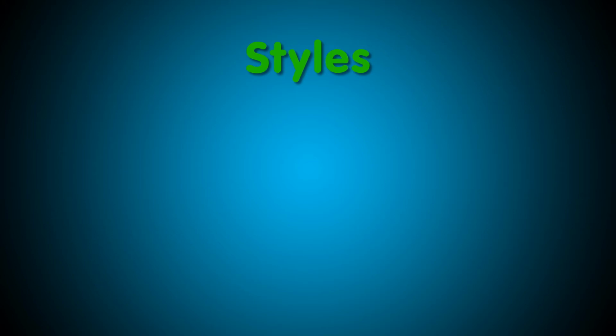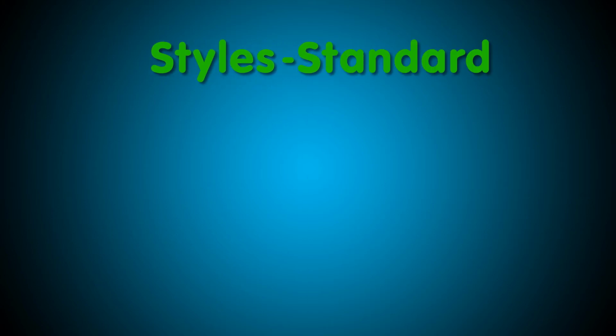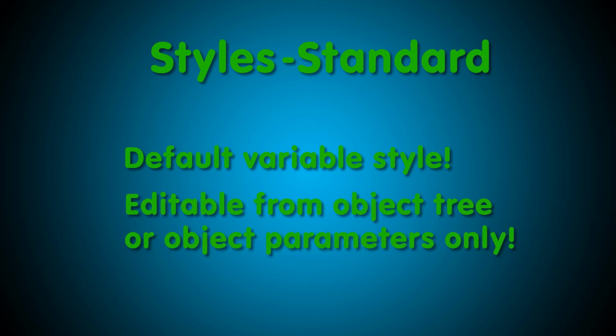And now we've covered the data types, so let's move along to the various styles available for use in a variable. There are 3 styles that we can set for a variable: attribute, note, and standard. Each one conveys a special function for the variable that we create. Let's start with standard, since it's the default style for a variable. Any variable with this style will be editable from the object tree or the object's parameter list only. So if you want to change the value of it, you would have to open the object tree or right-click on your object and go to the Parameters tab.